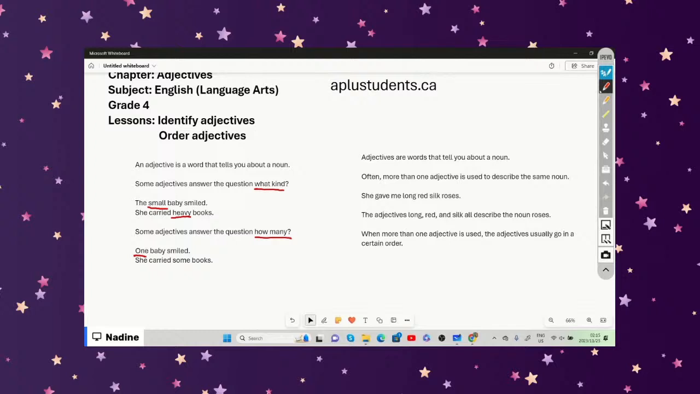And then, she carried some books. So you see, here is now the word some. It's not telling us that she carried 10 books or 5 books. It's telling us she carried some books, and that also tells us how many. It doesn't necessarily have to be she carried 5 books, 1 book, or 10 books. She carried some books. And the word some can also tell us how many. She carried a few books can also tell us how many. She carried a lot of books can also tell us how many.